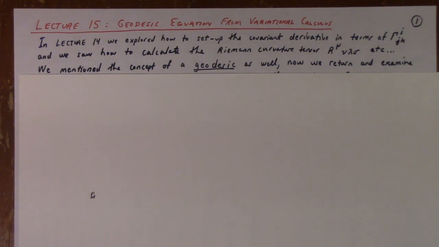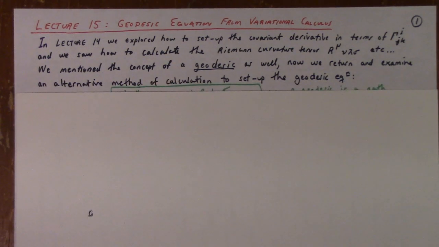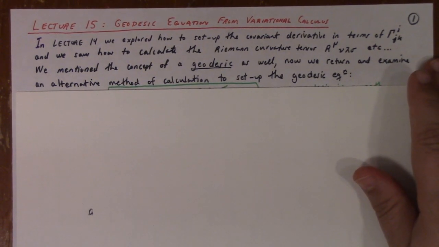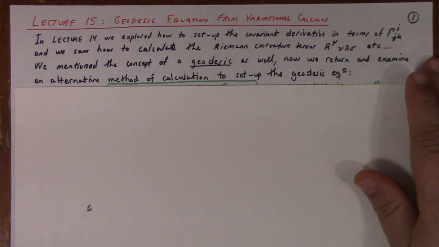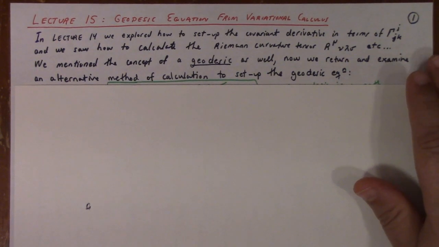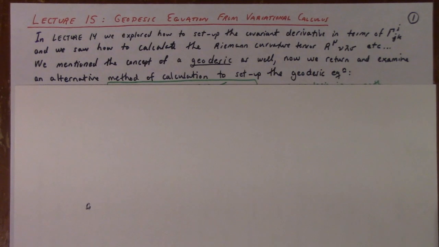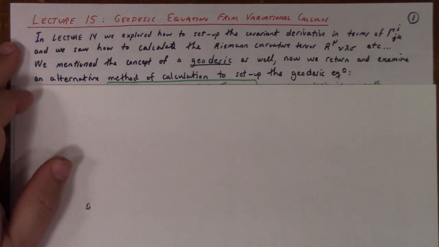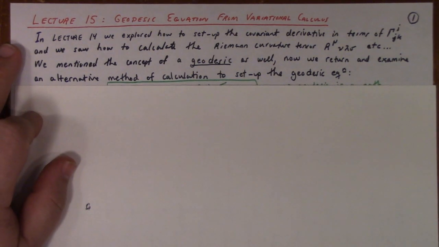And we mentioned the concept of the geodesic as well, and now we're going to return and examine an alternative method of calculation to set up the geodesic equation. As I make this video, I can think of three major ways to do it. One of which we talked about in the previous lecture: just calculate your metric tensor, your inverse metric, and straight up calculate the Christoffel symbols and proceed from there. That's the most obvious, as Carroll says, turn the crank way to do it.